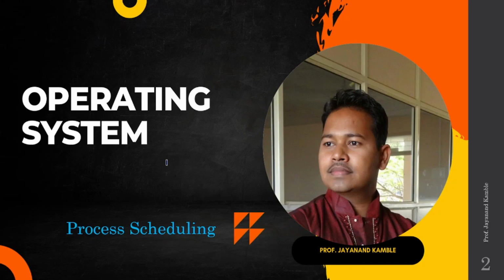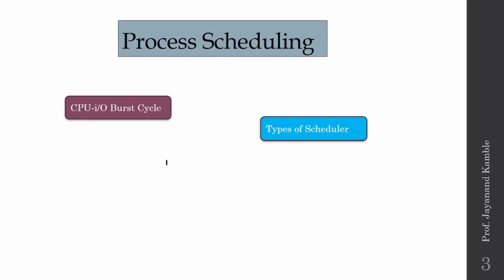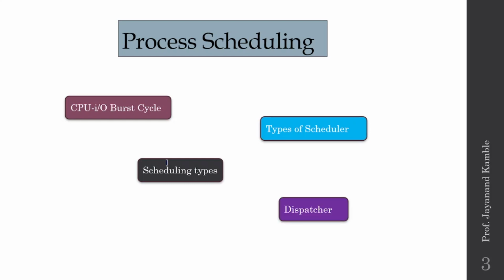In this video, we will be talking about process scheduling concepts such as CPU I/O burst cycles, types of schedulers, three types here we are going to discuss. Then we will talk about preemptive and non-preemptive scheduling, that is types of scheduling. Then we will talk about dispatcher and finally we will conclude the session with CPU scheduling criteria. So let's see the concepts one by one.